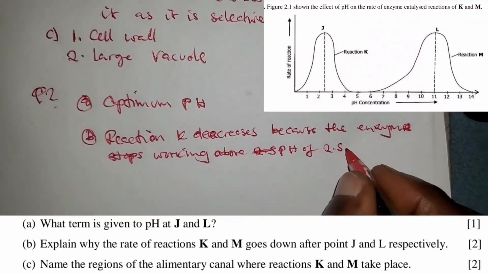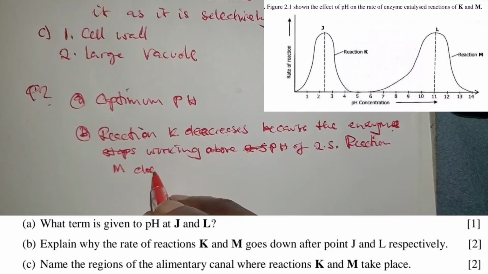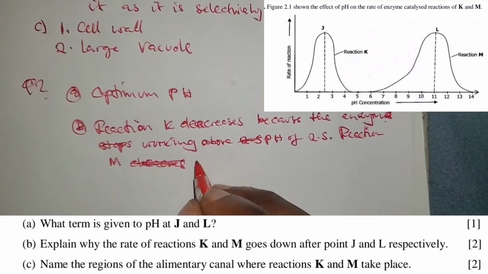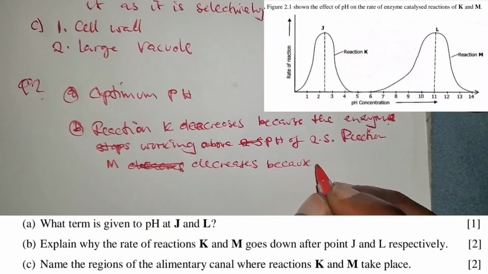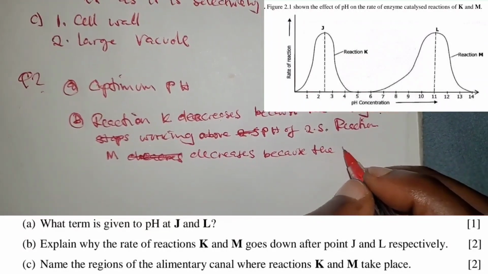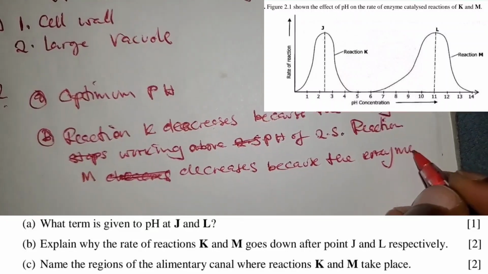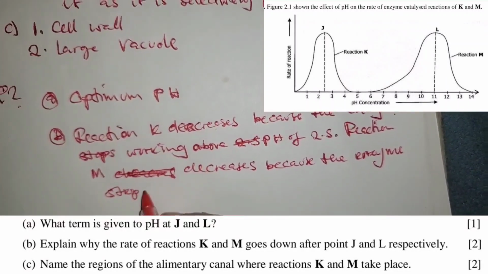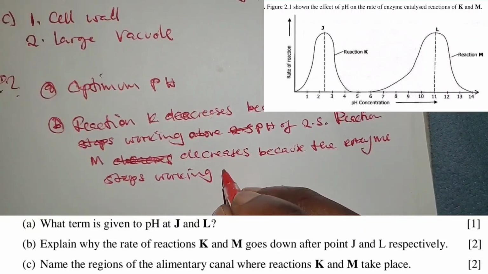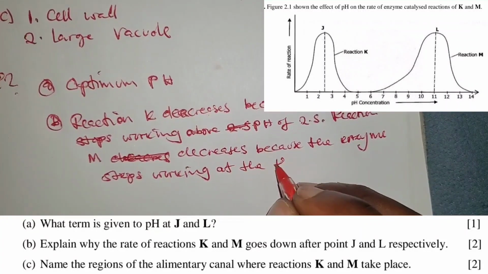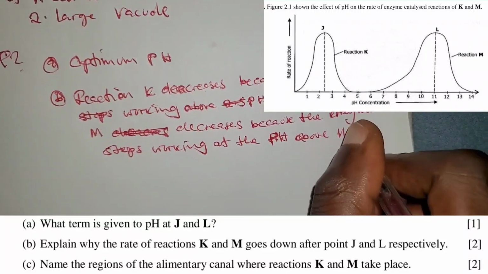Okay, then you can also say reaction M decreases because the enzyme stops working or gets denatured at the pH above 11, above 11.